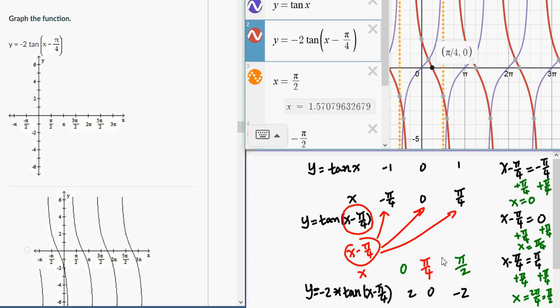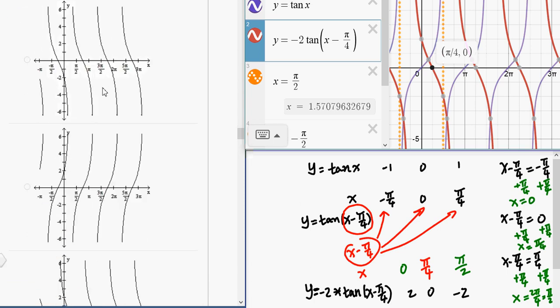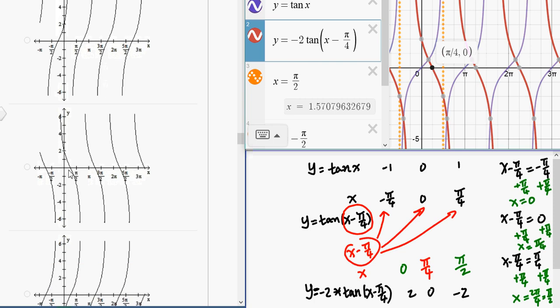Okay. Now, after we get tangent x minus pi over 4, we need to multiply it by -2. -1 multiplied by -2, we get +2. This is how when we plug in 0 here, we get +2 here. So this red curve will be y equals -2 times tangent x minus pi over 4. So the graph will be this one.